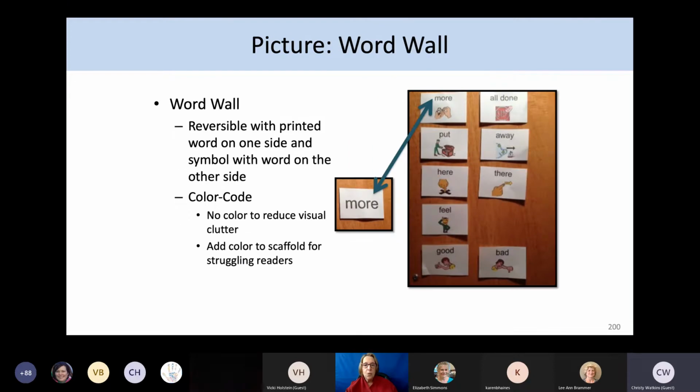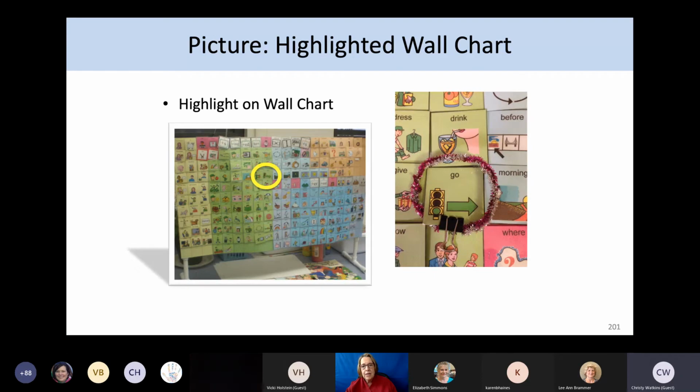All right. So our word wall I've already mentioned. They're printed reversible with printed word on one side and word and symbol on the other with no color code. But some of the teachers say, sometimes I put the color code back on when it's just the printed word if a kid is really struggling. So that's a teacher's call on that.